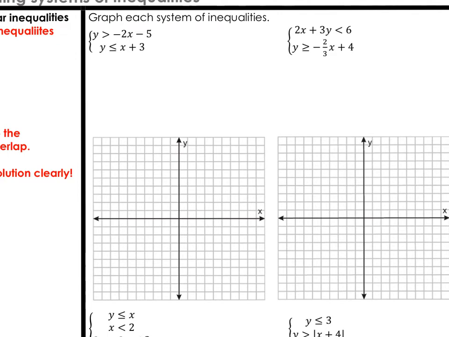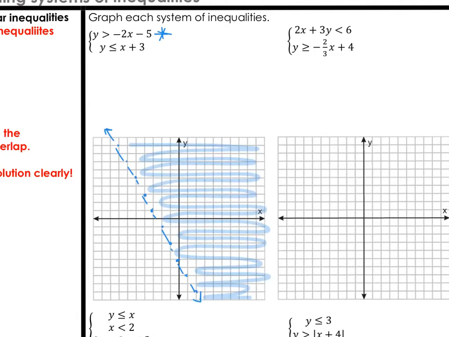Graph each system of inequalities. In this first system, we're in great shape. We have y isolated on the left-hand side for both inequalities. I'm going to graph the first inequality in blue. Go ahead and pause the video and graph y is greater than negative 2x minus 5. I'm going to shade my overall region. If you don't want to shade that region yet, just press play when you're done and we'll make sure that we have the same boundary line.